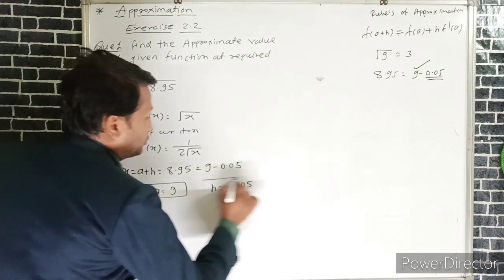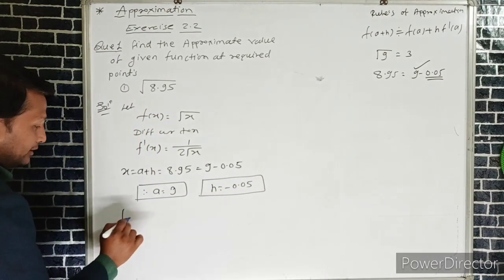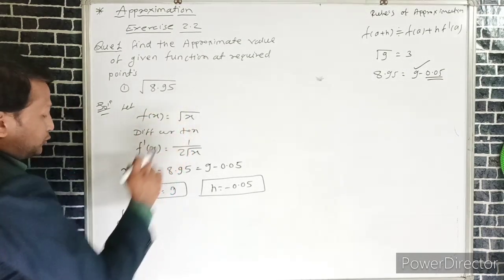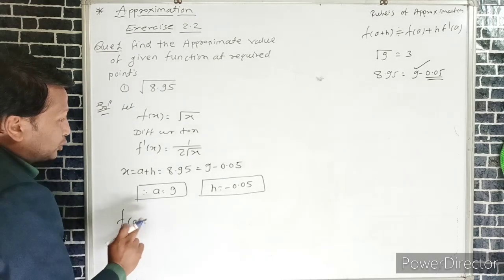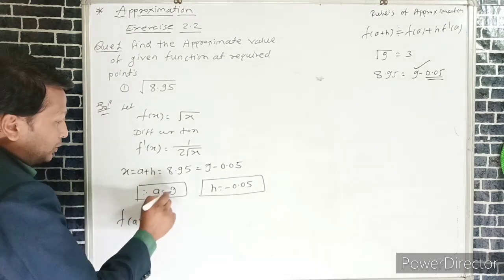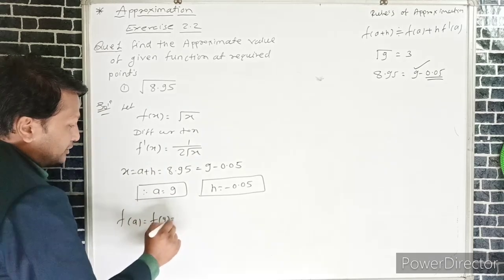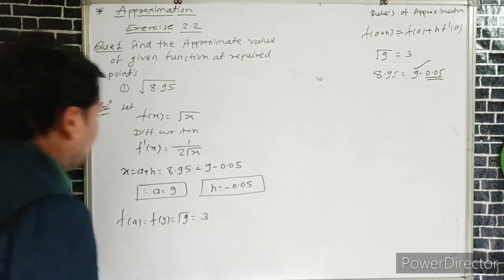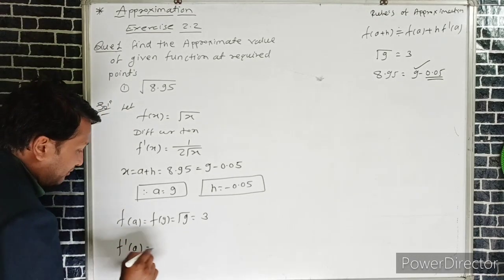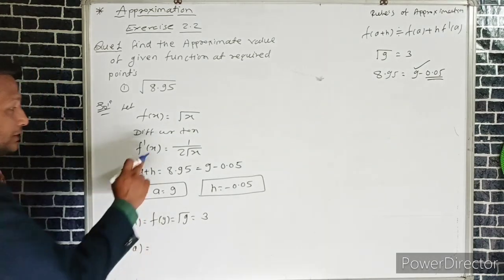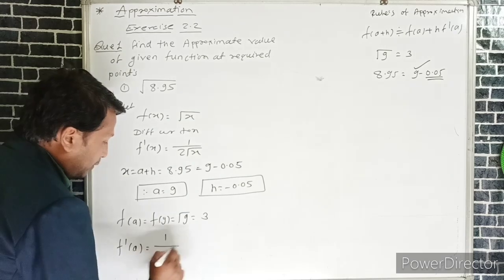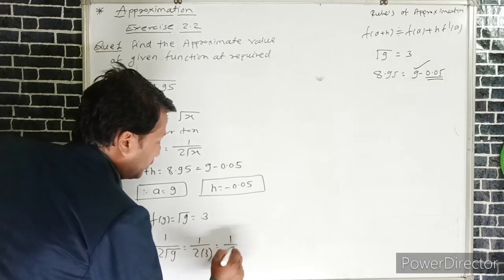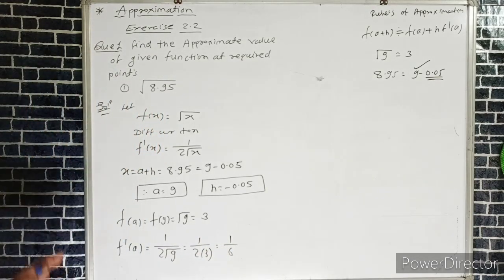By using these two values, we can first calculate f of a, at x equal to a. When f of x is equal to root x, then f of a is equal to root a, and the value of a is 9, so f of 9 is equal to under root 9, which is 3. Now again we have to find the value of f dash of a. The value of f dash of x is 1 upon 2 root x. So 1 upon 2 under root of 9 means 1 upon 2 into 3, which is 6. We can write this as 1 by 6.